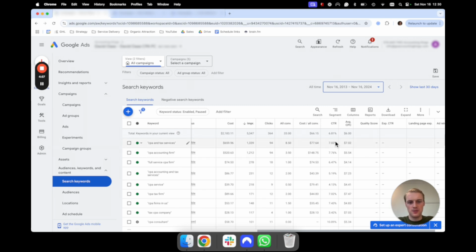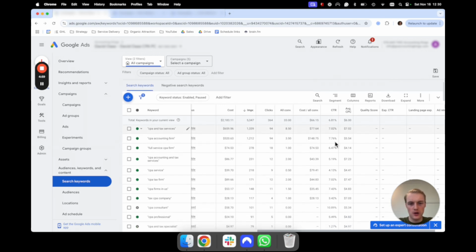So you can see that this campaign is optimized pretty well already. You see over here, this keyword does not have a click-through rate of 4%. Now, why are we still running this keyword? That is because it does have a conversion.